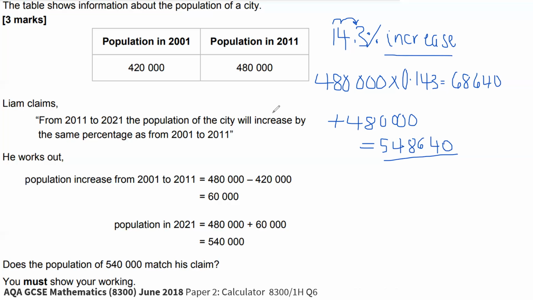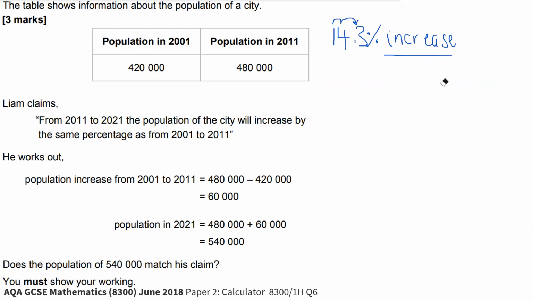So finally, I'm just going to do a third method, which is a method that some of you might find easiest, to work out in a slightly different way. I know that some people find percentages quite challenging, quite difficult to get your head around. So don't worry if this is the easiest way for you, it will give you exactly the same answer, and that's the most important thing. So we need to find 14.3% of 480,000.